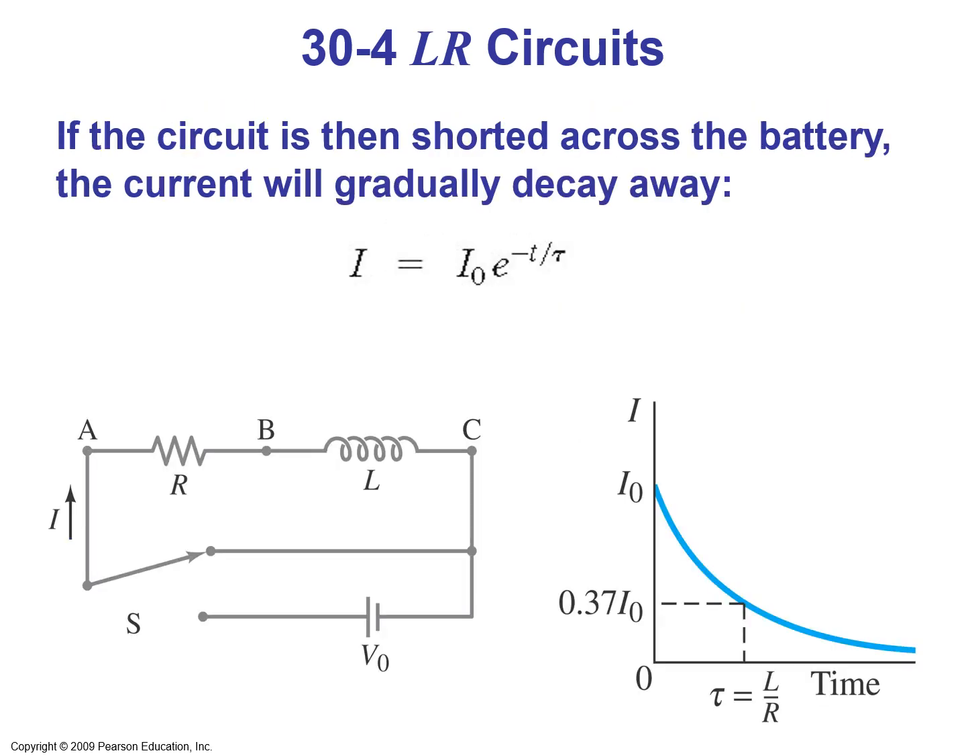After a while, if the circuit is then shorted across the battery, the current will gradually decay away as the energy stored in the inductor is given out into the circuit. The current will decay exponentially as given by this equation: I equals I naught times e to the power minus t over tau.